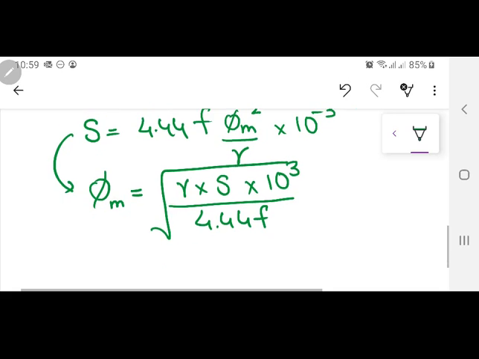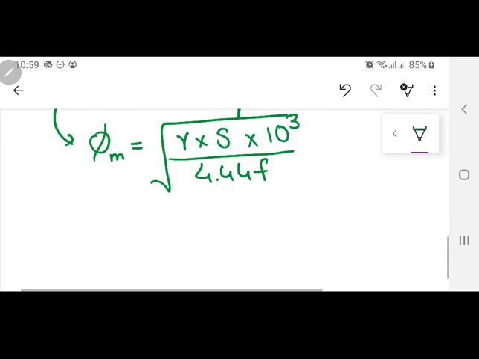Now what is inside this, what is actually the constant which I am going to assume? S is the rated kVA, and then this is a constant 10 raised to power 3. Frequency is also constant, 4.44 is a numerical constant. Now you have this phi m. Now coming back to the same equation, that was ET equal to 4.44 F into phi m.